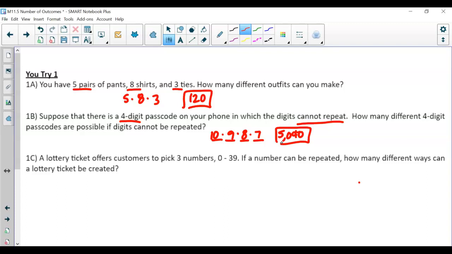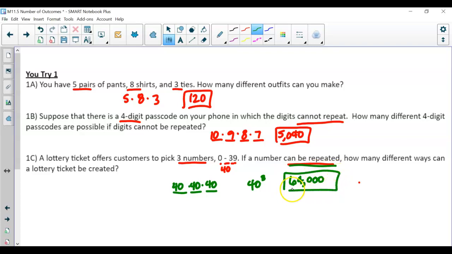Then the lottery ticket. You pick 3 numbers, 0 to 39. So there are 40 numbers, but numbers can be repeated. How many different ways can a lottery ticket in this case be made? Again, if you're choosing 3 numbers, how many options for the first? 40. How many options for the second? 40, and third is 40, because now they can be repeated. Or this is 40 to the third power, right? And you get 64,000 different ways that this lottery ticket can be made.